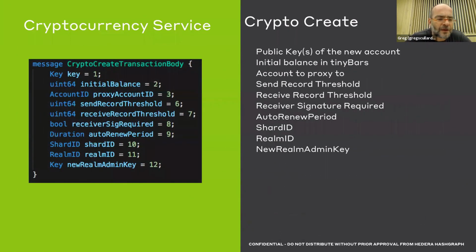So, a crypto create transaction body. We talked about crypto create earlier. So we need the public key or keys of the new account, the initial balance, the account that we want to proxy to. This is optional. Send and receive record thresholds, again, all optional. Is the receiver signature required? Yes or no, that's optional. The auto renew period, so 3 months, 6 months, 2 days, 6 minutes, whatever you want. The shard and the realm in which to create the account.